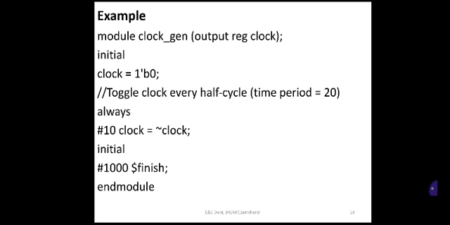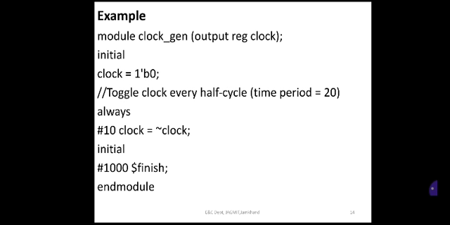So the clock has a turn off time and a turn on time. The total period is equal to turn off time plus turn on time, which is equal to 20. So turn on time is 10 and turn off time is 10 here. That's why in the always block, #10, the delay time unit is 10. Clock is equal to not of clock, that is the complement of the clock pulse.